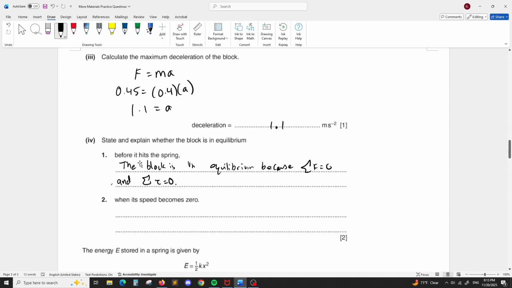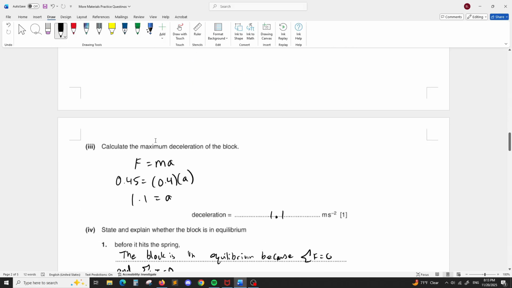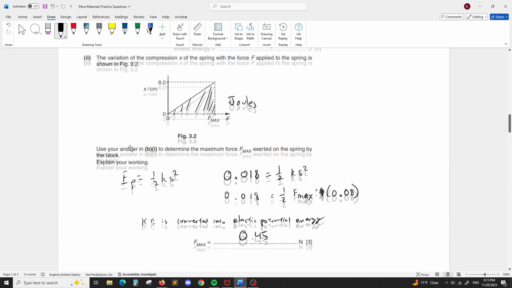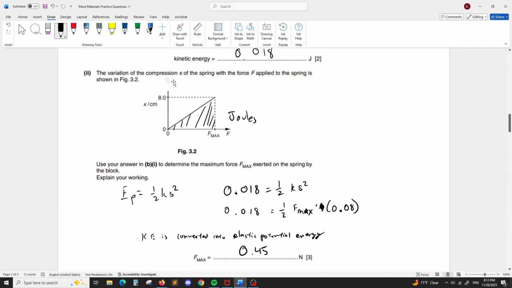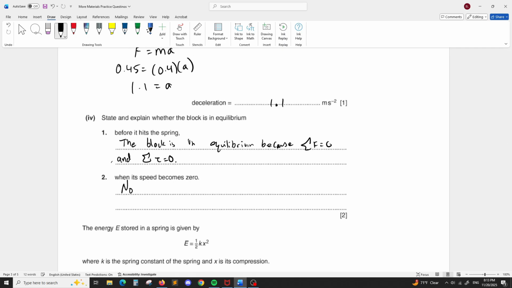And then number 2, when its speed becomes 0, well, we kind of just calculated it, I think, right? So it turns out when we reach our force max and our maximum extension, our block is not moving, right? Because our kinetic energy is all in potential energy. So no, not equilibrium, because the sum of the forces is not equal to 0. Object is actively decelerating.